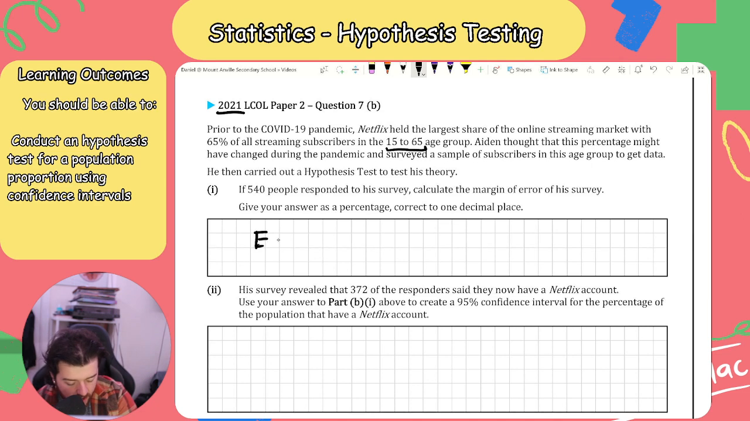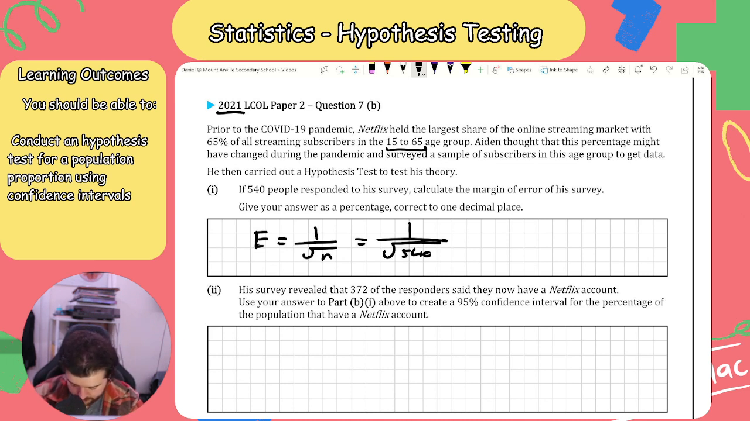So my error is equal to 1 over root n, equals 1 over root 540. That is going to be equal to 0.043 multiplied by 100%. That is going to give me 4.3%. So my margin of error is 4.3%.